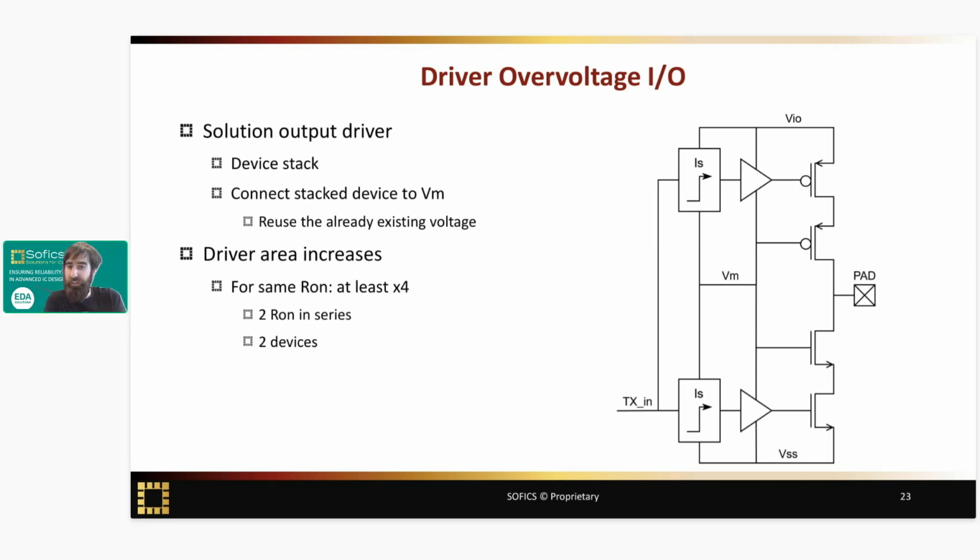The downside of this stacking solution is that for a similar drive capability, a similar RON, you need at least 4 times the size, but in practice probably even more. This is because you have 2 devices, and each of these devices will need to have double the width because they are in series with each other.